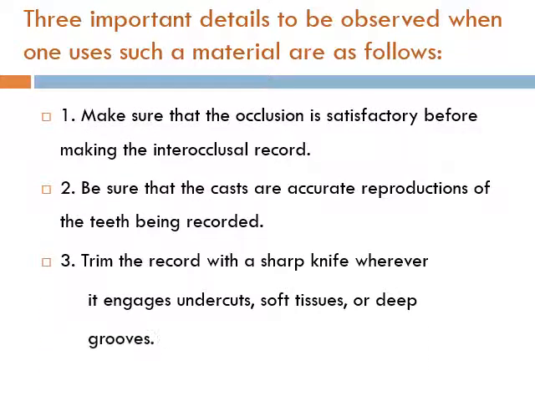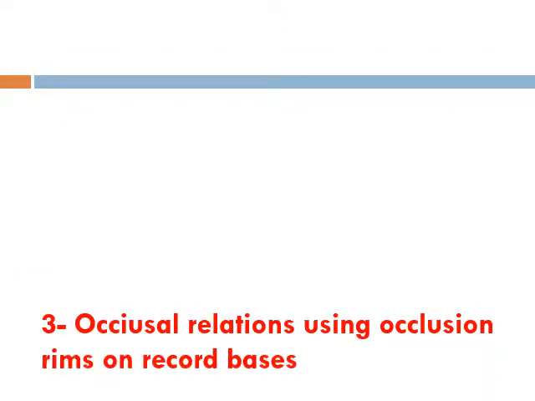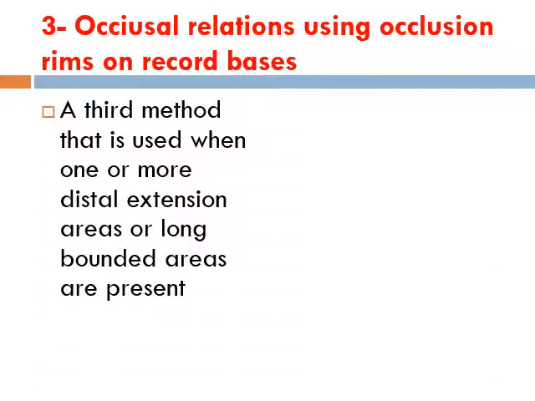Three important points to be observed when using such a material are as follows. Make sure that the occlusion is satisfactory before making the interocclusal record. Be sure that the casts are accurate reproductions of the teeth being recorded. Trim the record with a sharp knife wherever it engages undercut soft tissue. We must be careful with the last method, which is the pipe tray.